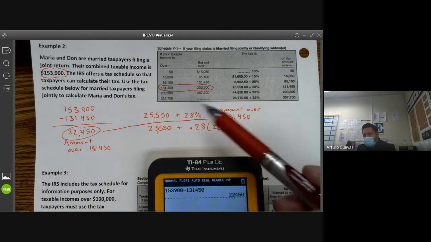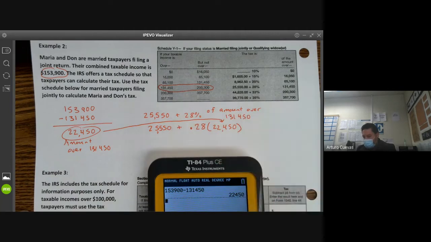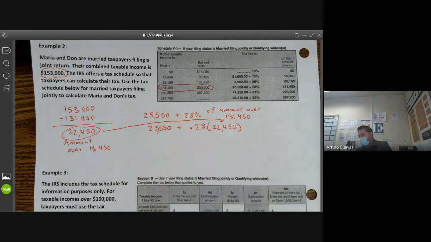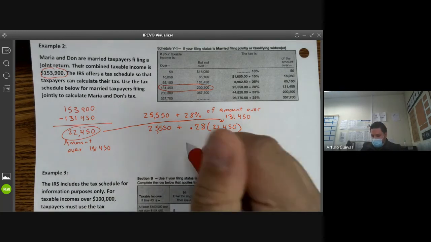So go ahead and add 25,550 plus 0.28 parentheses 22,450. Okay. Add that and then write down your answer right here.